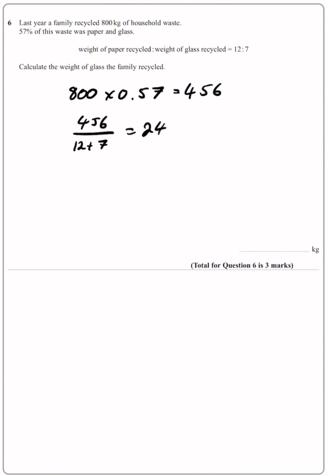For question 6, first thing I'm going to do is find 57% of 800 by timesing by 0.57. That comes out as 456. Then we want to divide 456 in the ratio 12 to 7. So I'll add my 12 and my 7 to get 19 parts. 456 divided by the 19 parts means that there are 24 per part. Times that 24 by the 7 parts for the glass. And we get 168 kilograms.